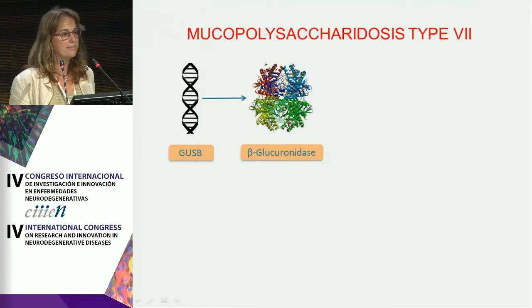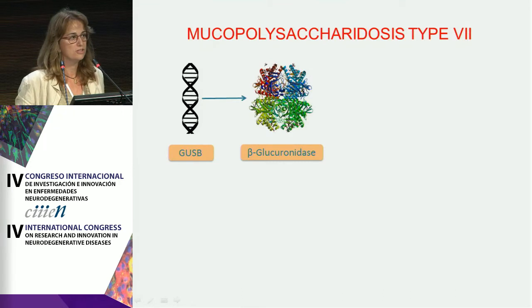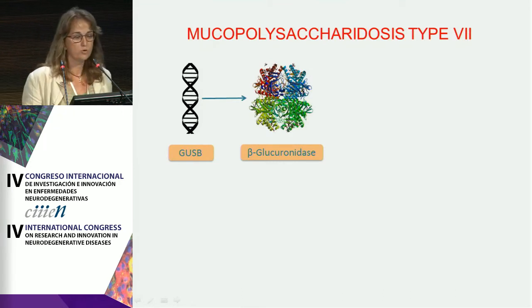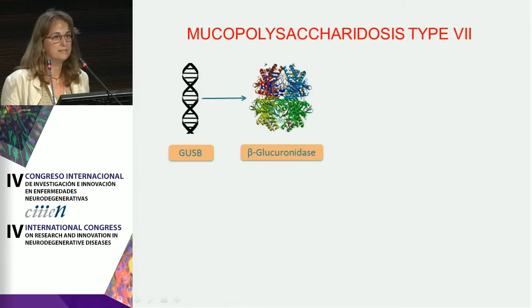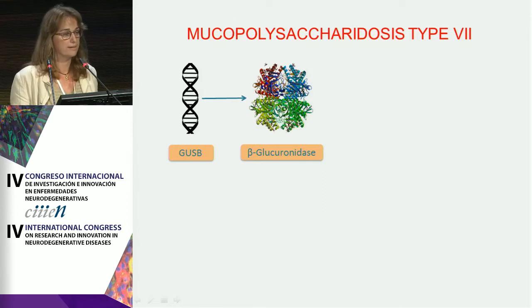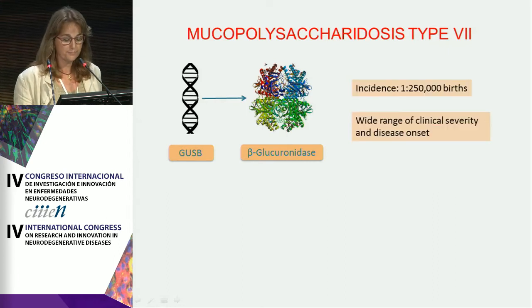Good morning. I'd like to thank the organizers for giving me the opportunity to present my work, which is based on gene therapy for mucopolysaccharidosis type 7. Mucopolysaccharidosis type 7 is a lysosomal storage disease. It's indeed an ultra-rare lysosomal storage disease due to a deficiency in beta-glucuronidase, which degrades glycosaminoglycans.